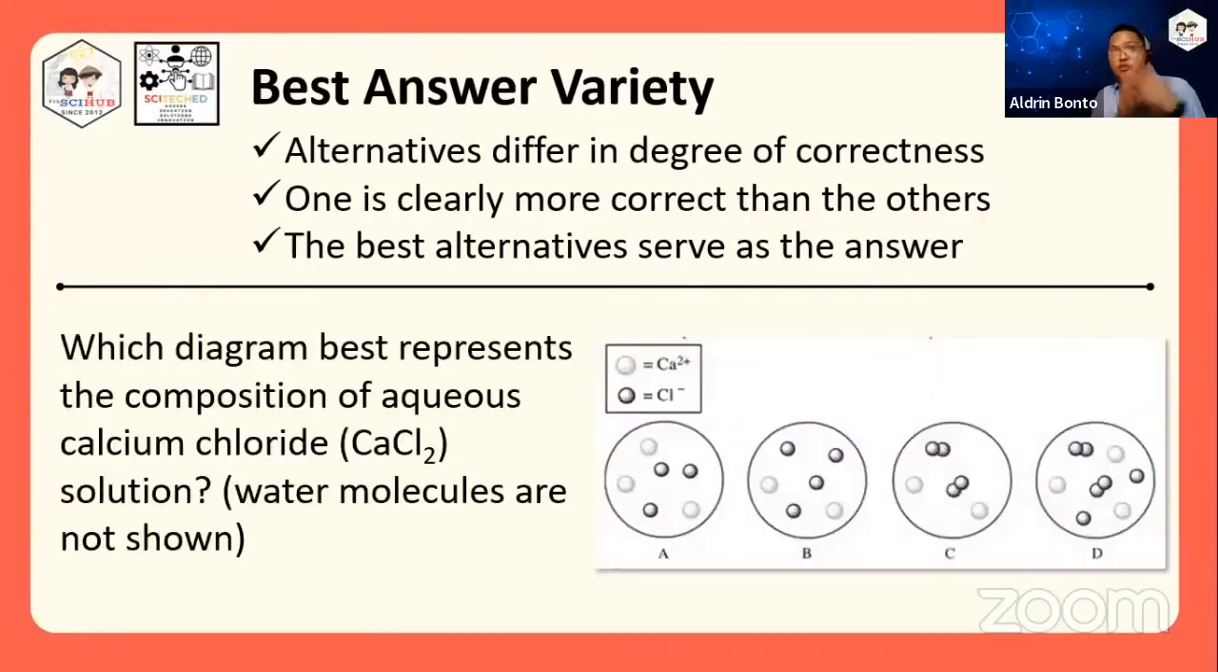Another example is this. You can do not only statement form, but also illustration form. So which diagram best represents the composition of aqueous calcium chloride solution? Water molecules are not shown. Technically, all of these have a degree of correctness, but which is the best illustration?